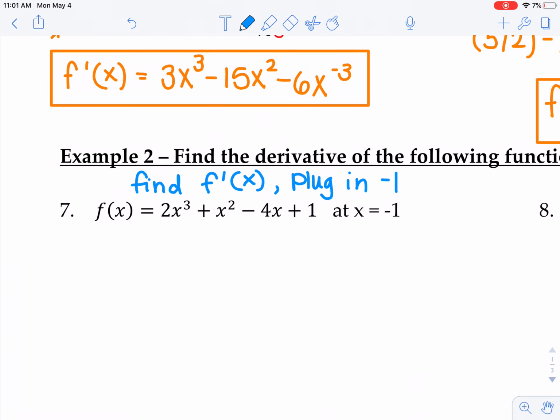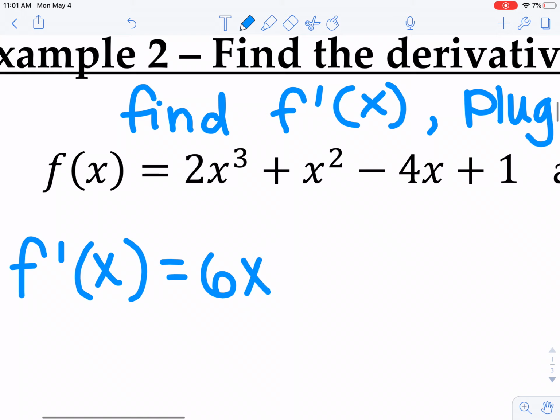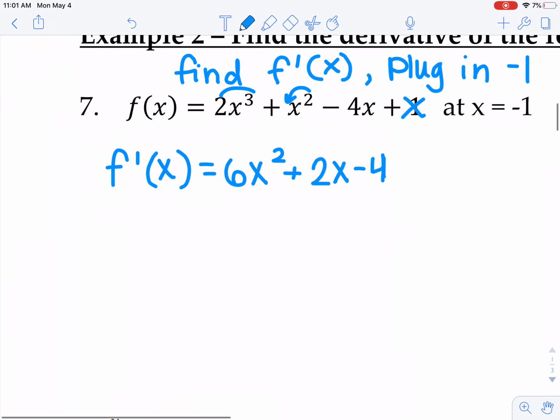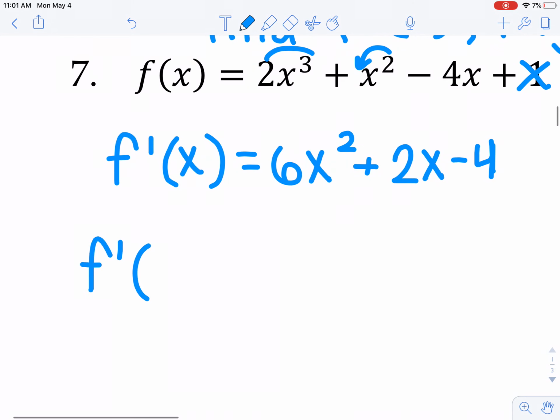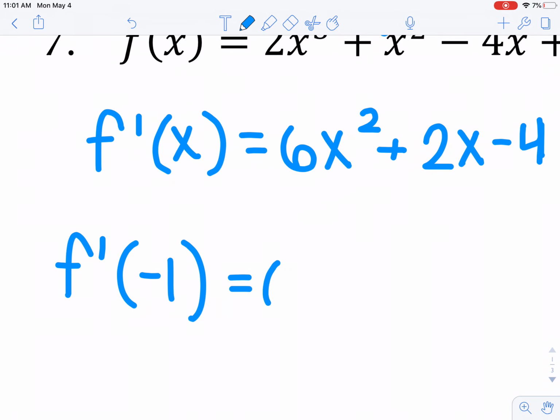All right, so let's do that. Find f prime of x. That's going to be a 6x squared. Okay, just dropped down, reduced the power. I'm doing the power rule here. Plus 2x minus 4. The 1 goes away. Now, to find f prime of -1, which just means the derivative at x equals -1, I'm just going to plug in -1.